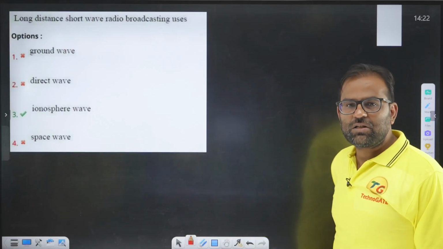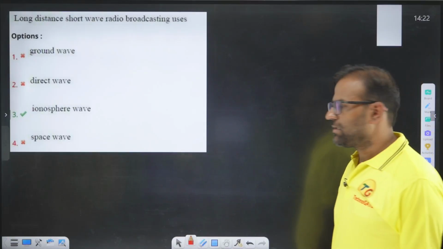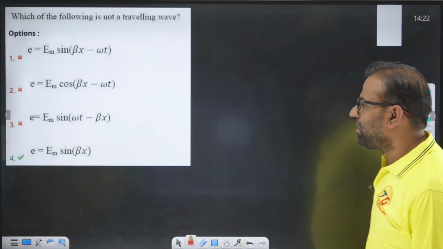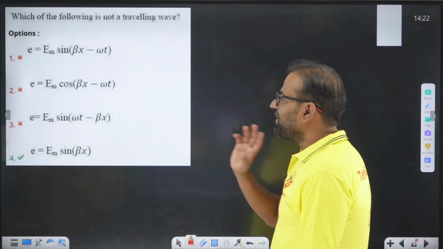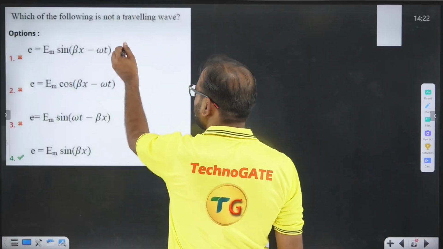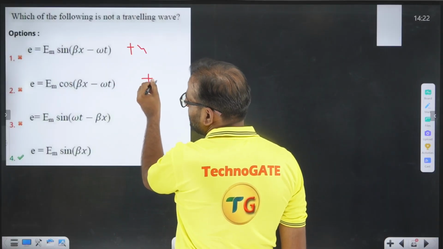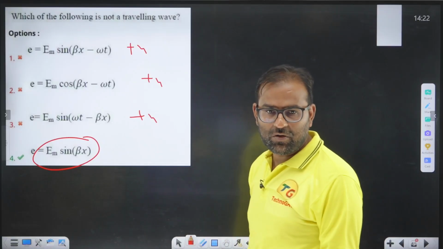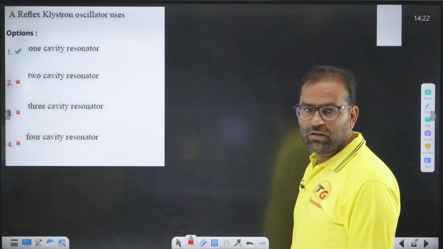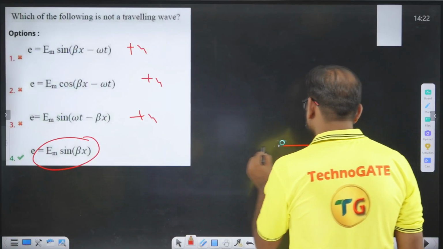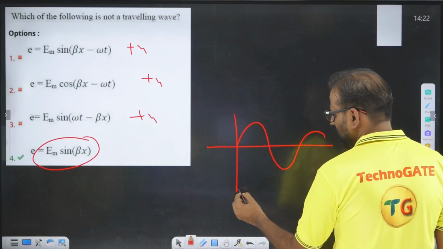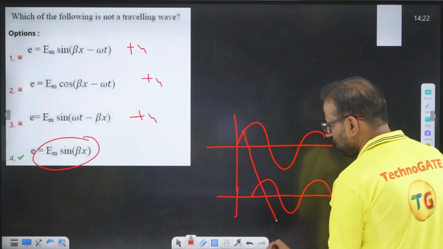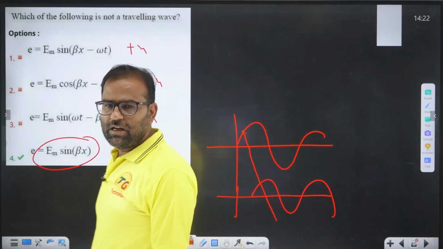Next, long distance short wave radio broadcasting uses the ionosphere. Theoretical question. Which of the following waves is not traveling? Always remember, when you select different values of omega t, this may be traveling in the positive x direction, and this wave is a standing wave. This is not traveling. If you mark a point on the wave and that point is displaced from here to here, then when you draw the locus, you can say this wave is traveling. If it is not traveling, it is a standing wave.